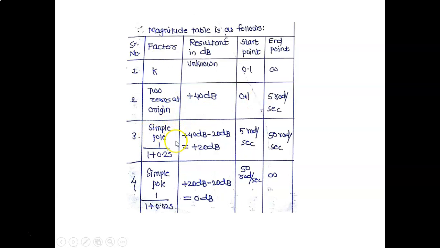Third, simple pole 1 divided by 1 + 0.2s. Therefore plus 40 dB minus 20 dB is equal to plus 20 dB, because a simple pole contributes a slope of minus 20 dB per decade. Start point is 5 radian per second, the end point is 50 radian per second. Now the fourth factor, simple pole 1 divided by 1 + 0.02s: plus 20 dB minus 20 dB is equal to 0 dB. Start point is 50 radian per second, the end point is infinity.